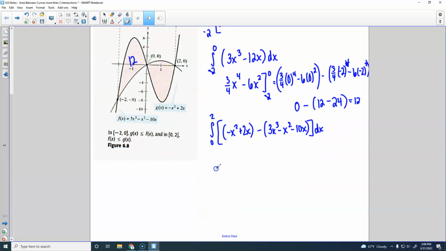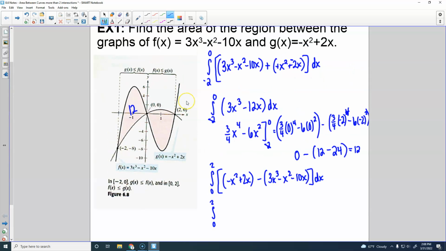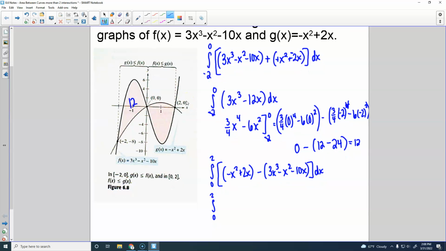So for this, because it's a quadratic, we would know it would have to be this shape right here. The cubic is going to have to be the one that's got the two different turning points.